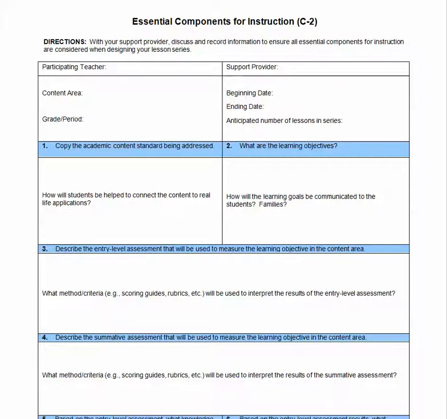At this point, you have already viewed the Module C overview video and also the video on the IIP, and you will have needed to complete cells 1 through 6 on the IIP in order to move on to working on your essential components for instruction, or your unit outline. The C2 document really helps you structure your unit.